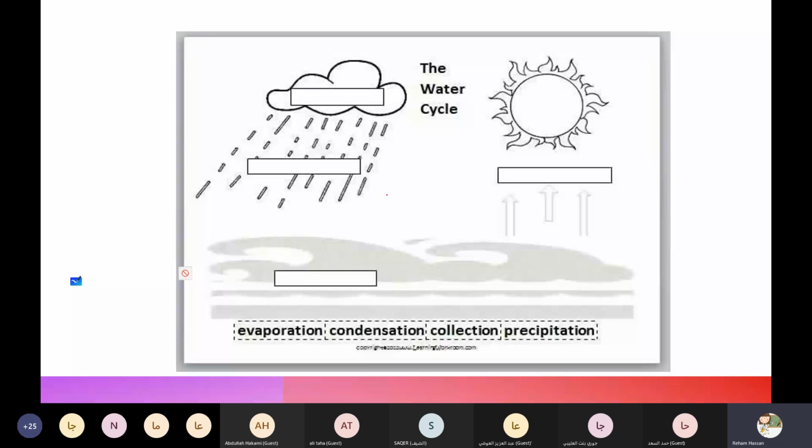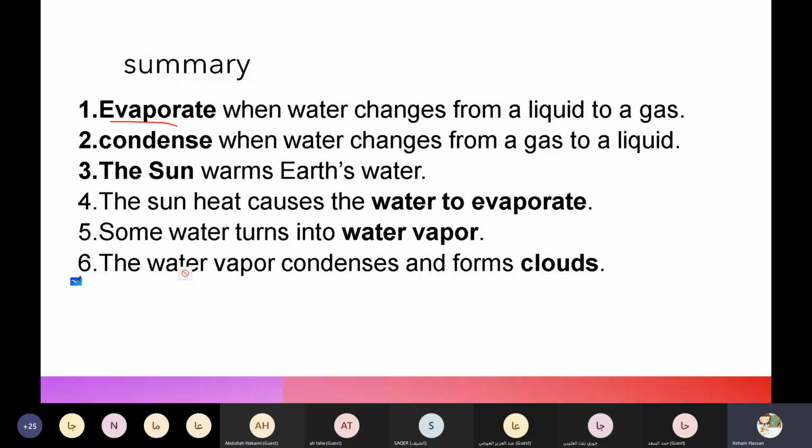So what is the summary? Evaporate, number 1, is when the water changes from liquid to gas. Number 2, condense is when the water changes from gas to liquid. Number 3, the sun warms the earth's water. Number 4, the sun's heat causes the water to evaporate. Number 5, some water turns into water vapor, and now the water vapor condenses and forms the clouds. Okay, honey?